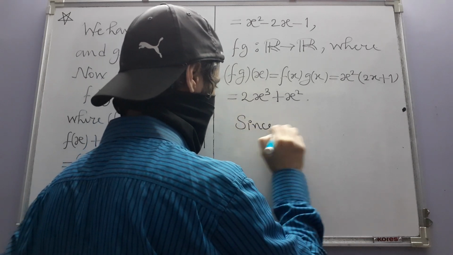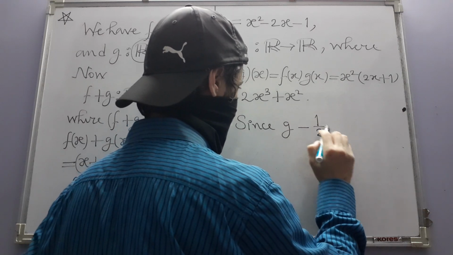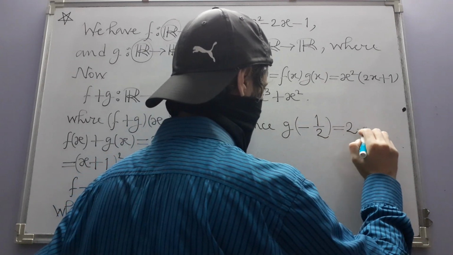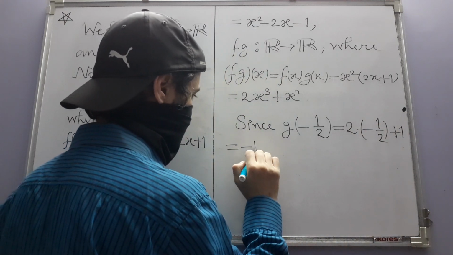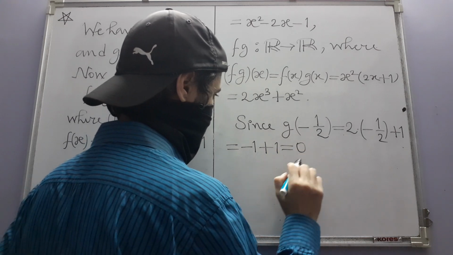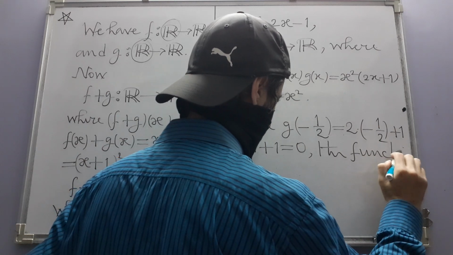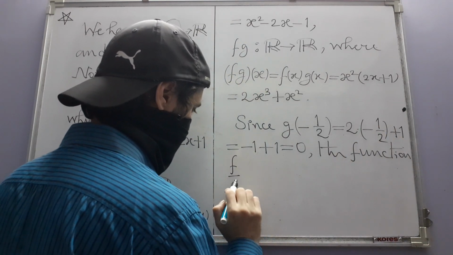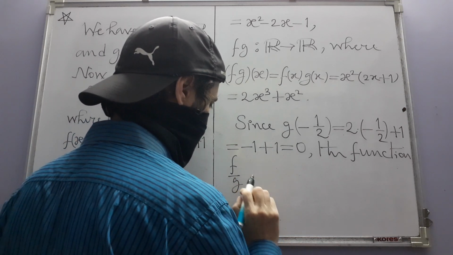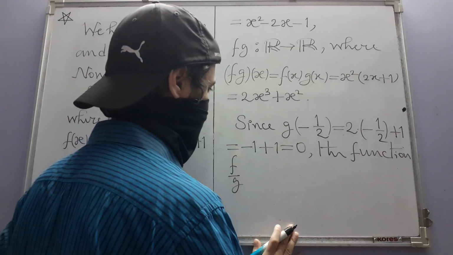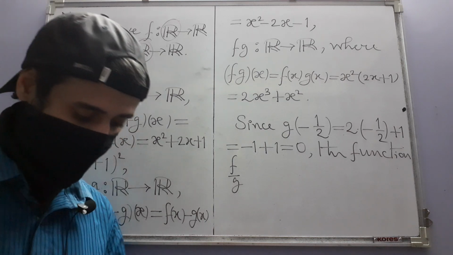Since g of minus 1 divided by 2 is equal to 0, the function f divided by g. Should I write like this? Should have domain? No, I don't think so. That sounds a little weird. Or we can write like this.